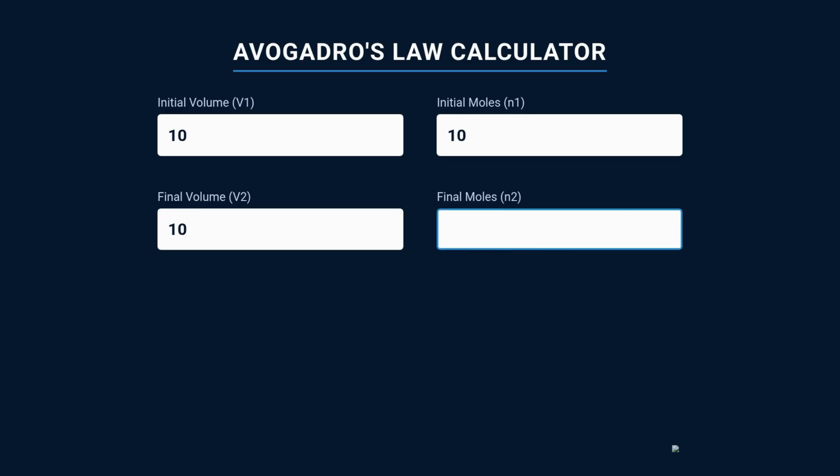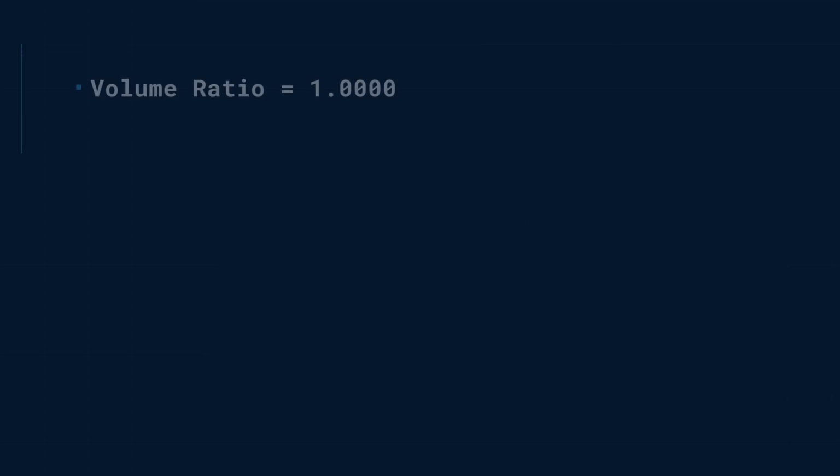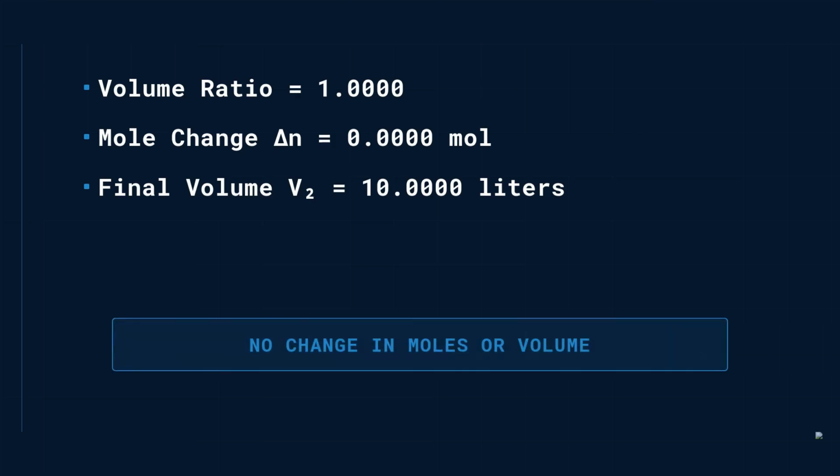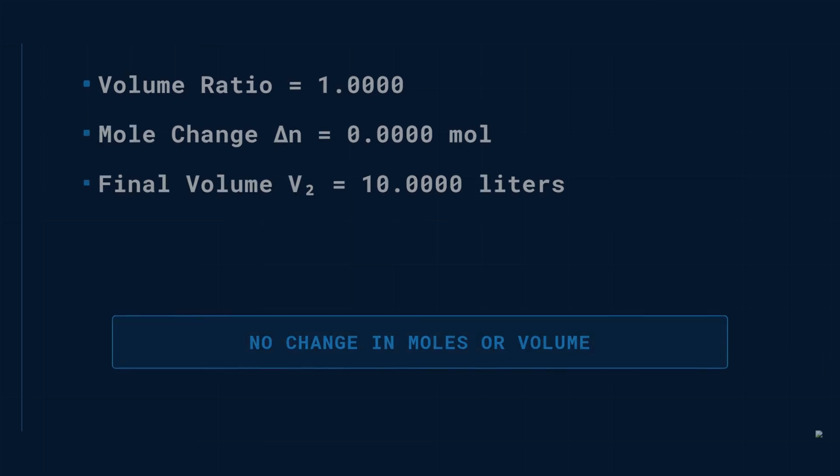After clicking Calculate, the results show final volume V2 equals 10.000 liters, which matches our input since all values were identical. The volume ratio is 1.000, confirming the volumes are equal. The mole change Δn is 0.000 mole, indicating no change in moles. The calculator correctly identifies no change in moles or volume for this special case where all parameters remain constant.